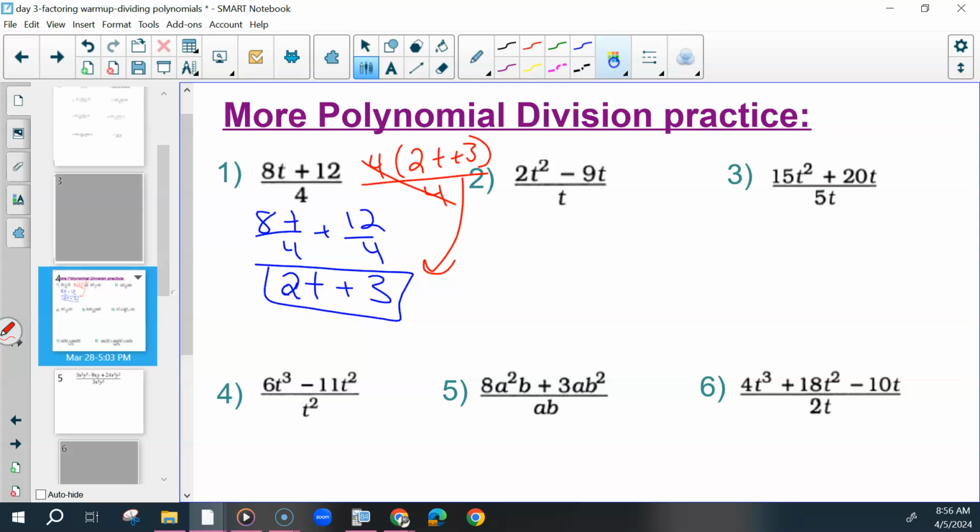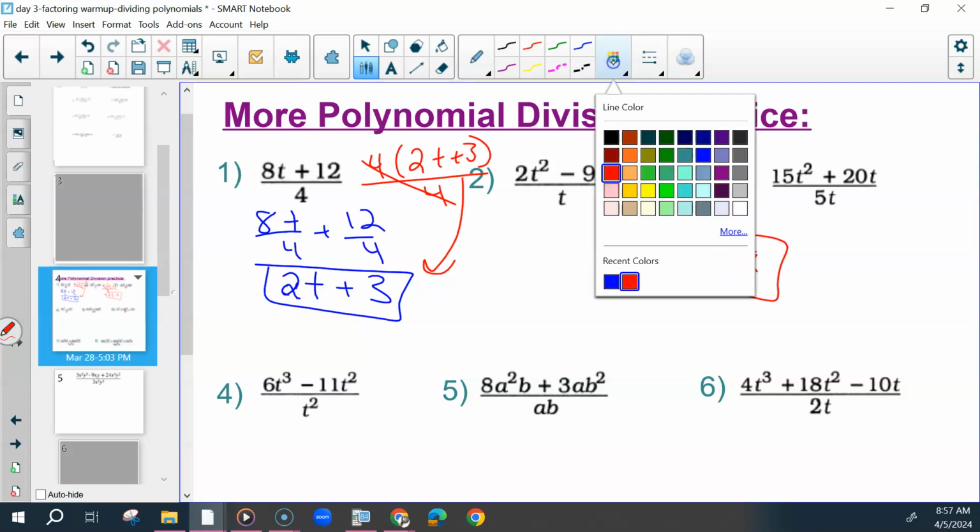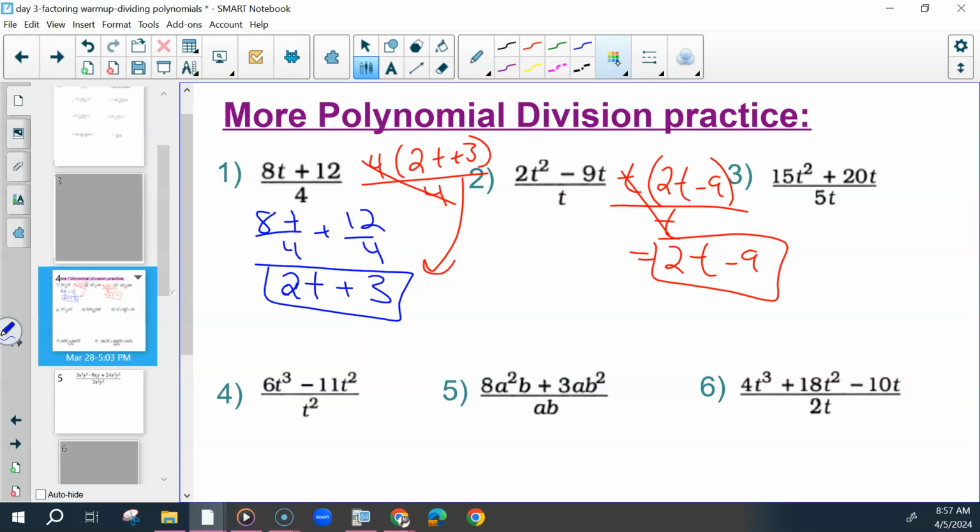So you have a choice. If you like the GCF method, do that. If you like the separating method, do that. We'll do another one where we do both, and then after that I'll let you guys choose. In number 2, we'll do GCF first. What do these have in common? 1t. And if we divide that out, what's left? 2t minus 9. Don't forget about that t that you were dividing by. Those are like terms, common factors. So divide that out, and then our final answer is just 2t minus 9. I'm going to go back and separate it just to show you it works the same way.